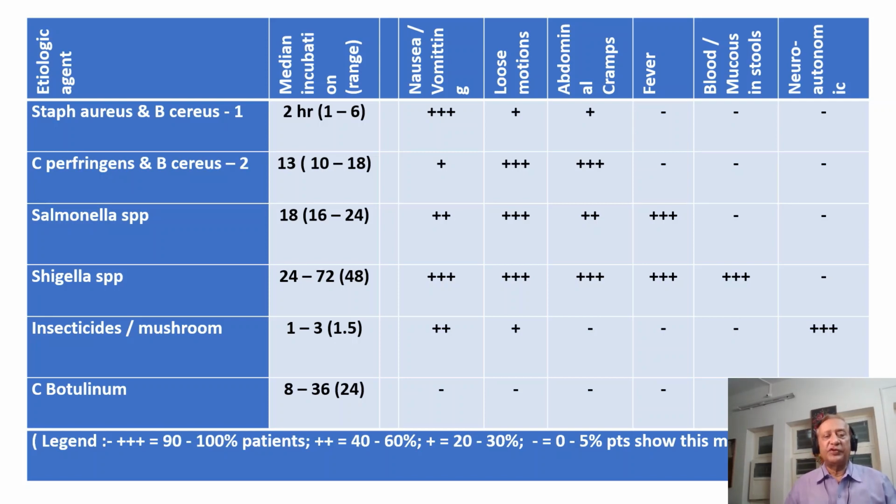In insecticide poisoning and mushroom poisoning, the incubation is very short, about 1.5 hours with a range of 1 to 3 hours, and some of the patients may have nausea and vomiting, but primarily the symptoms pertain to the autonomic system. Whereas in Clostridium botulinum, the median incubation is 24 hours, the range is 8 to 36 hours, a fairly long incubation period, and primarily it manifests as neuromuscular and paralytic symptoms.